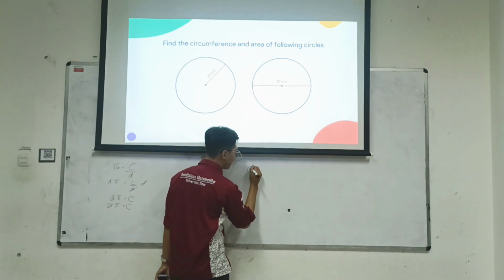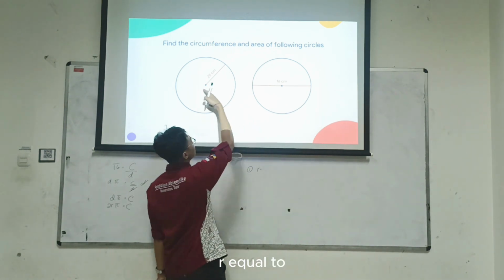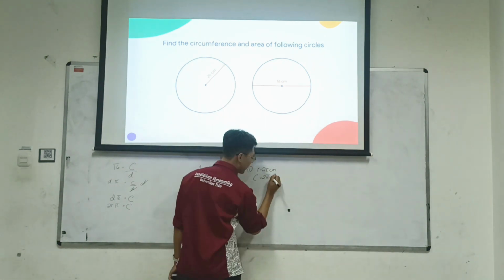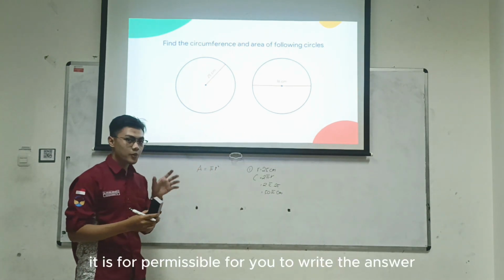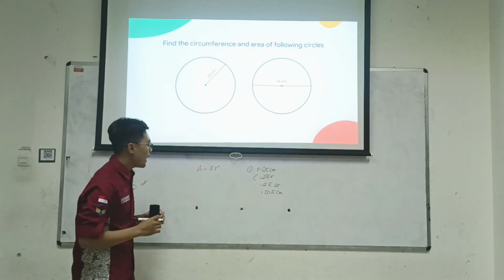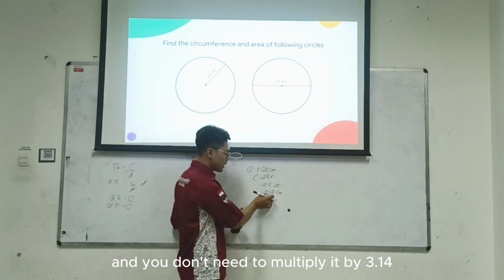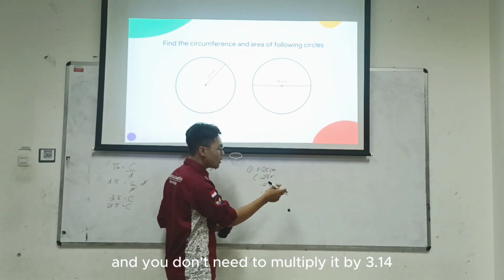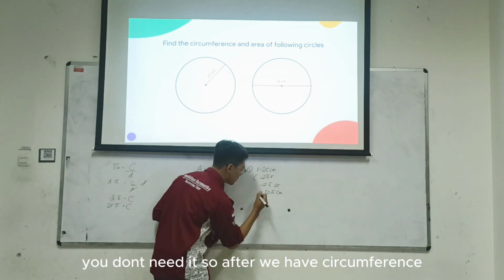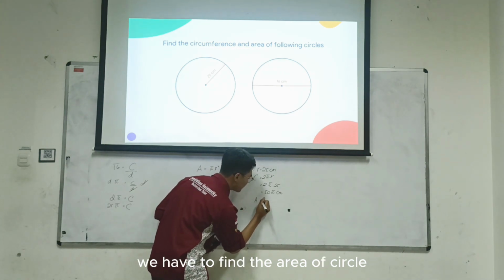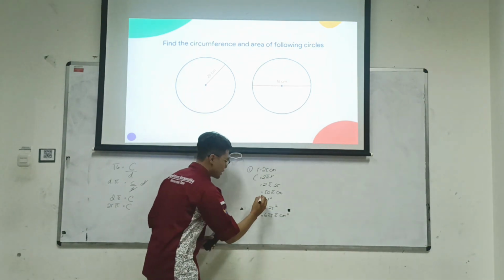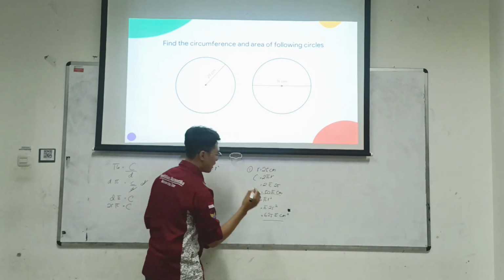We have r equals 25 centimeters. Okay, student, it is permissible for you to write down the answer in the form of pi. It's okay for me. And you don't need to multiply it by 3.14 or 22/7. No, you don't need it. So after we have the circumference, we have to find the area of the circle. Okay, this is the circumference and this is the area.